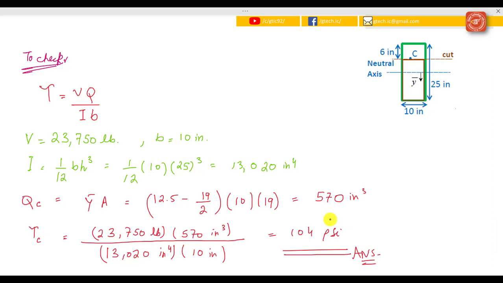So that's all for today. Next time we will solve a problem related to non-uniform bending but with a cross section other than rectangular.